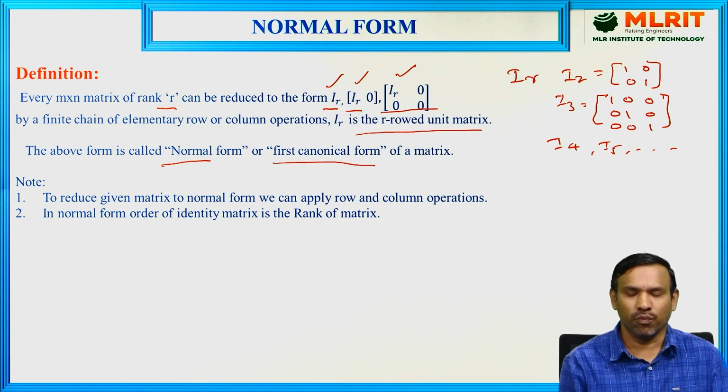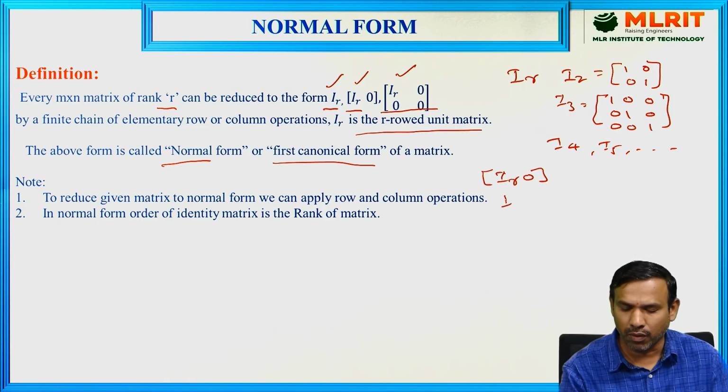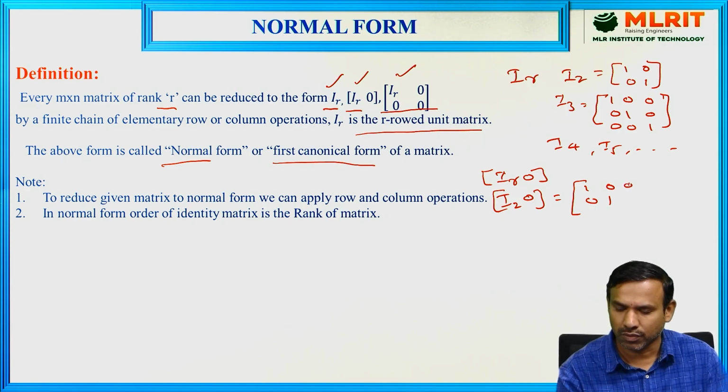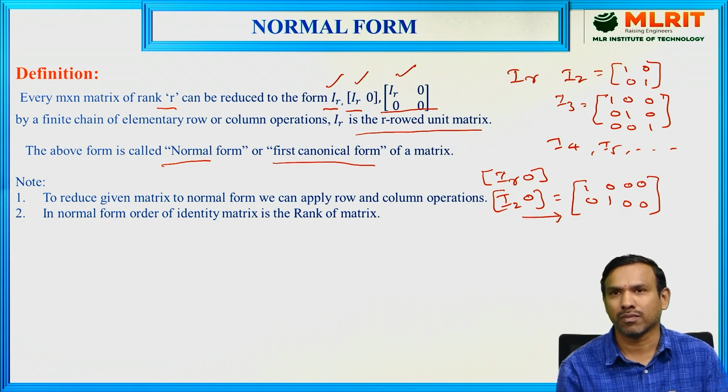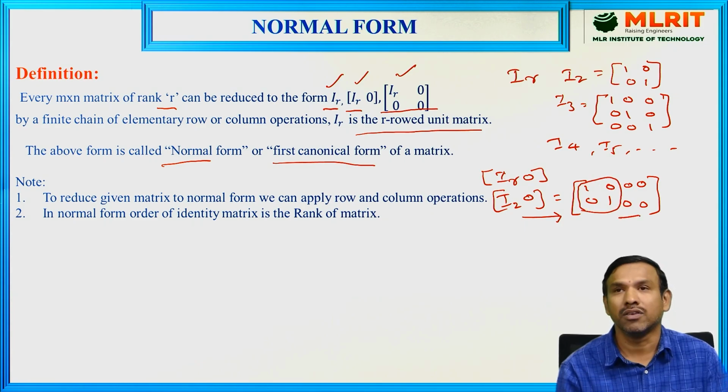Next, we come to [I_R 0]. What do you mean by [I_R 0]? Let us take an example. [I_2 0] involves an identity matrix of 2 by 2, [1 0; 0 1], and then some additional 0 columns. Maybe one 0 column, maybe two 0 columns, or however many. Together these are called [I_2 0]. It has an I_2 matrix and then additional 0 columns, however many there are.